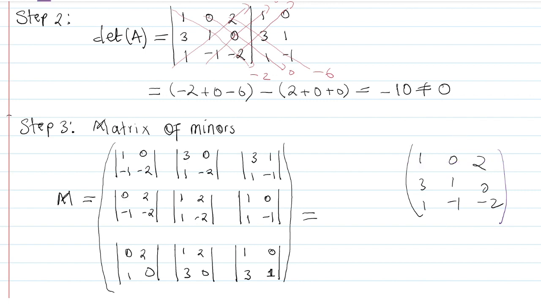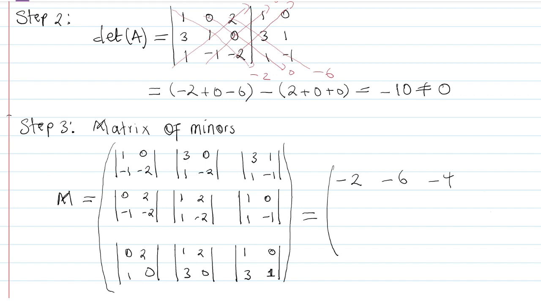Let's say I want to find the minor of the element -1, so -2. I will delete the last column and the last row. So I remain with 1, 3, 0, 1, and the rest follows. So the matrix of minors will be, so I take the determinant here. This is -2, and this is -6, and that is -4, and the rest follows.